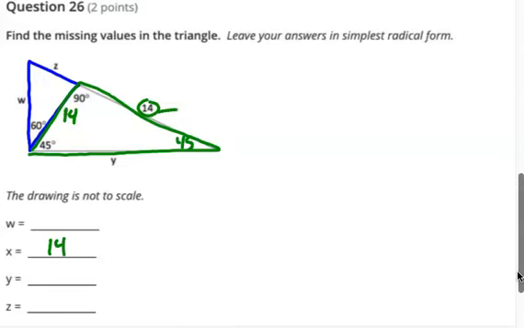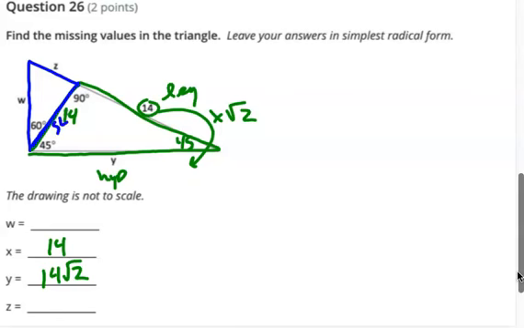Okay, and what I need to do is I'm going from leg here to hypotenuse here. So I need to multiply by square root of 2. So that means y is 14 times the square root of 2. All right. Another piece of this that's not quite to scale is that this is actually supposed to be the short leg of the 30, 60, 90. And this is the long leg. Remember, between the 60 and the 90 is your shorter leg.